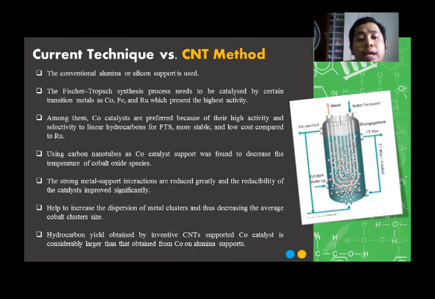But using carbon nanotubes as the cobalt catalyst support was found to decrease the reduction temperature of cobalt species. The strong metal-support interaction is reduced greatly and the reducibility of the catalyst improves significantly. They also help to increase the dispersion of metal clusters and thus decrease the average cobalt cluster size. And finally, the hydrocarbon yield obtained by the CNT-supported cobalt catalyst is larger than the conventional technique.